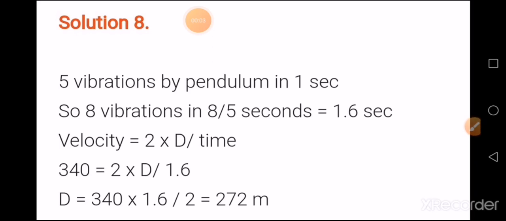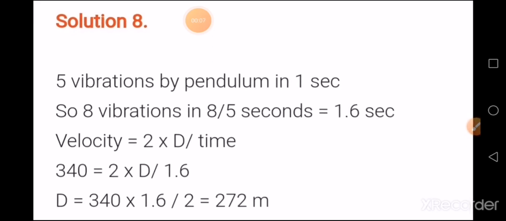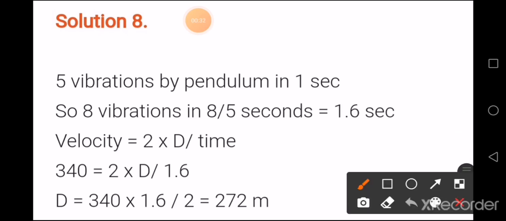A pendulum has a frequency of 5 vibrations per second. An observer starts the pendulum and fires a gun simultaneously. He hears an echo from the cliff after 8 vibrations of the pendulum. If the velocity of sound in air is 340 meters per second, find the distance between the cliff and the observer. Here also the equation is going to be the same, but for writing the frequency and time period, there are some conditions given there. Now see what is given there.